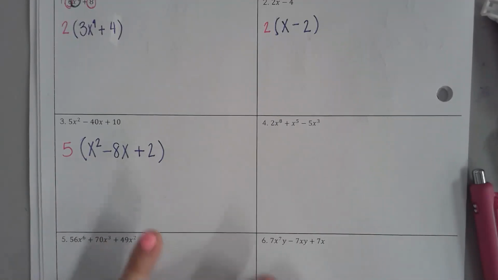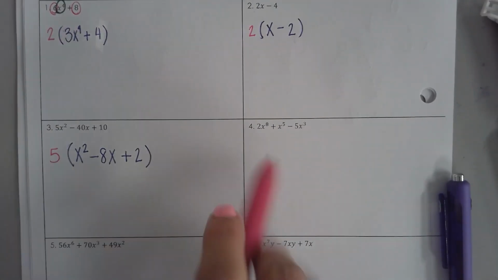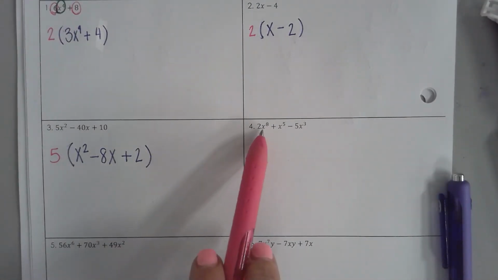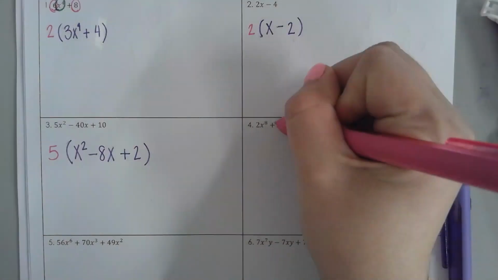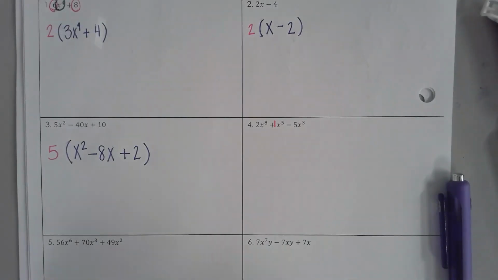Number 4. What can you divide 2, this is really a 1, and a negative 5 by? Nothing other than 1, and we don't really care about 1. Do they all have x's? Yeah. And this becomes a little confusing for some people.